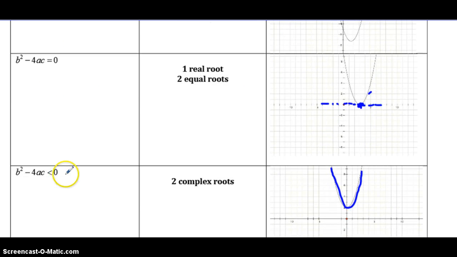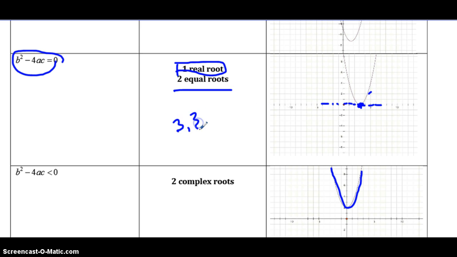Third option is that the discriminant is equal to 0. All right, you plug your numbers in, you get 0. When it's 0, that just means that you have one real root. Or another way to say that is two equal roots, right? Because that would be like getting 3 and 3, which is just the same thing as getting one root or two equal roots. All right, so when your discriminant is equal to 0, you know you have one real root. Or another way of saying that, two equal roots.